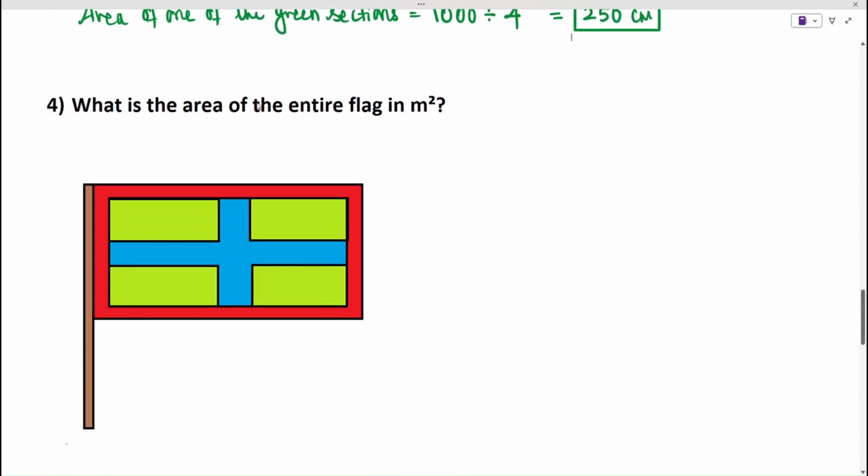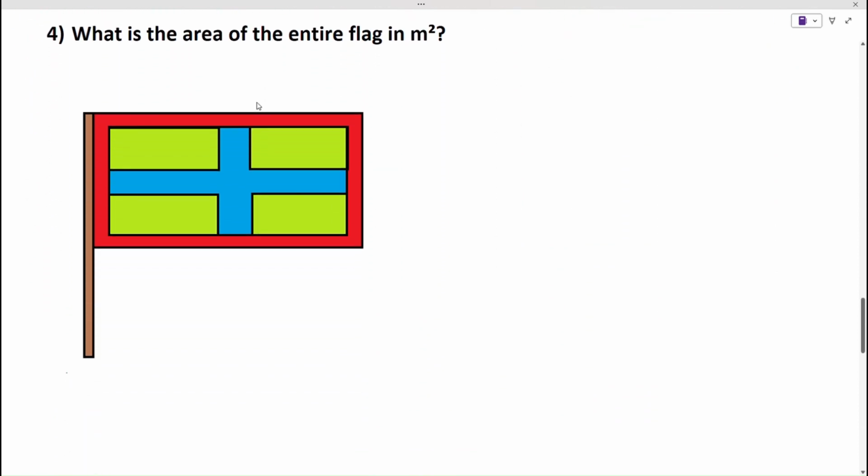Now we move on to the fourth part. What is the area of the entire flag in meters squared? So what we're going to do is take the values that we were given and convert them to meters now. So the 70 centimeters that we have as our length, if we convert it to meters, we do 70 divided by 100. Nice simple division, and we get 0.7 meters.